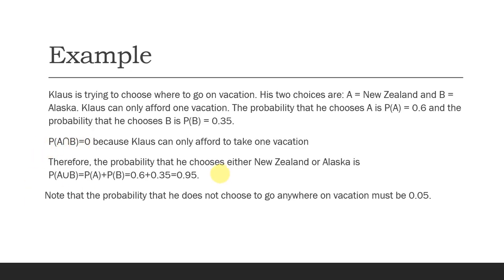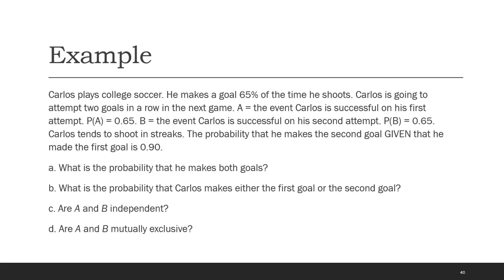Now, you'll notice here that the probabilities do not add up to 1. So there is a 5% chance he will decide not to go anywhere on vacation. That's what that remaining probability is. Okay, so now let's talk about another example.